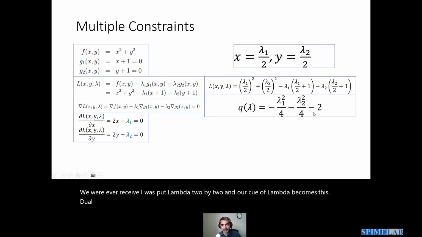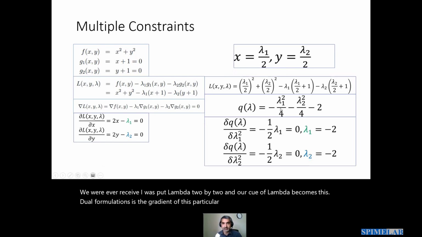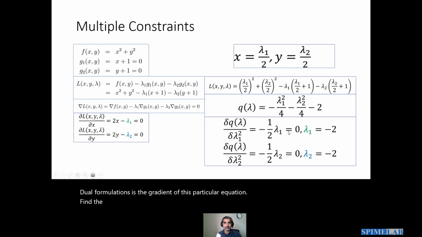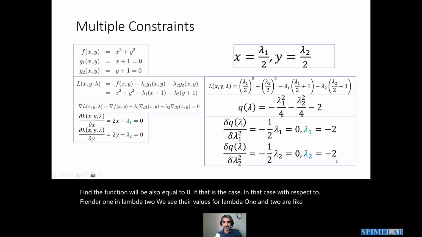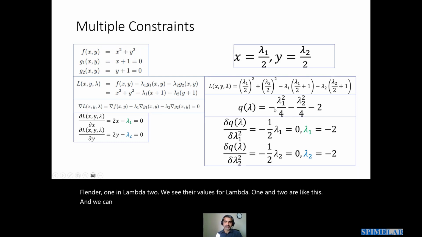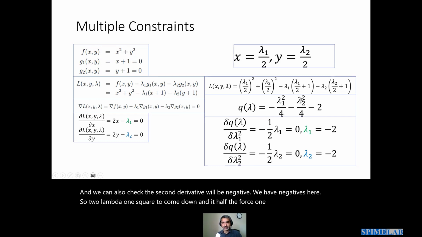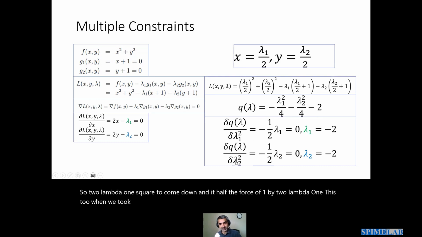The dual formulation says the gradient of this particular function will also be equal to 0. If that is the case, with respect to lambda 1 and lambda 2, we see the values for lambda 1 and 2 are like this. And we can also check that the second derivative will be negative. We have negatives here. So for 2 lambda 1 squared, the 2 comes down and halves the 4, so 1 by 2 lambda 1. When we took the derivative with respect to lambda 2, the 2 came down and halved the 4. We get 1 by 2. The sign remains in lambda 2.